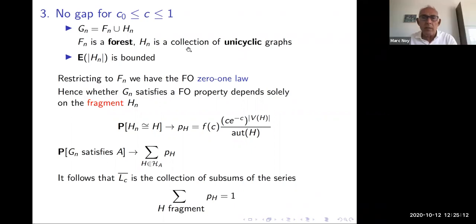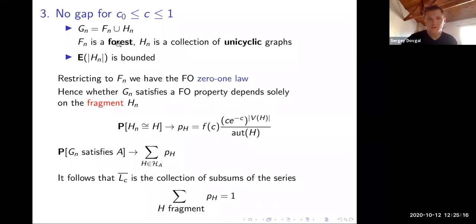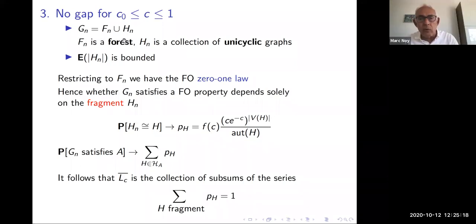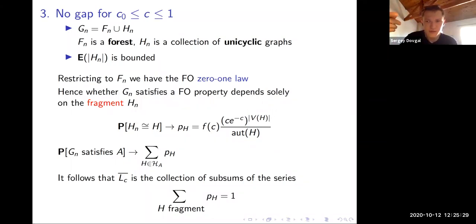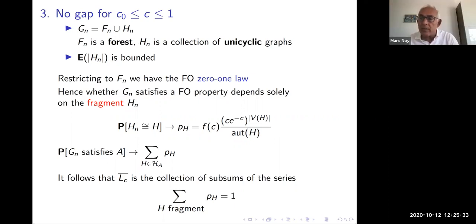Yes, the connected components are disjoint. So you take those that are trees, and the union forms a forest, and the union of unicyclic graphs, that's the fragment. And then you enumerate over all finite possibilities, all possible shapes. Exactly, all possible fragments. Well, these graphs are finite, so this has to be finite.